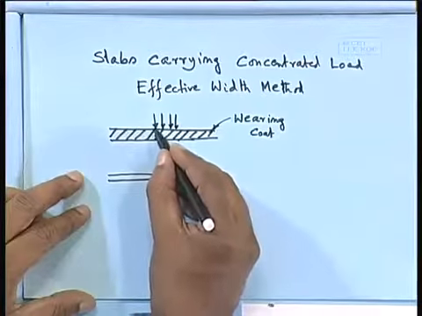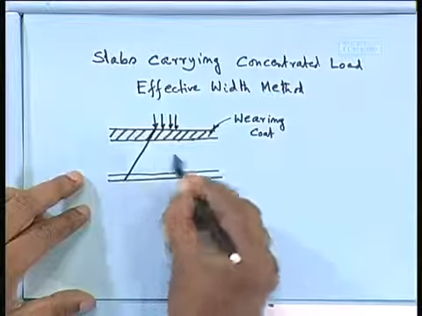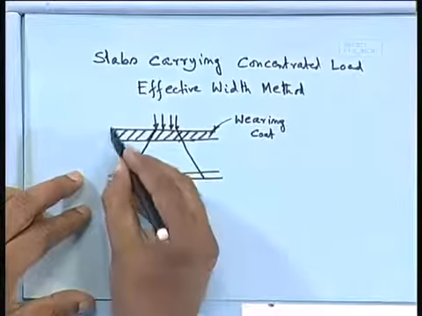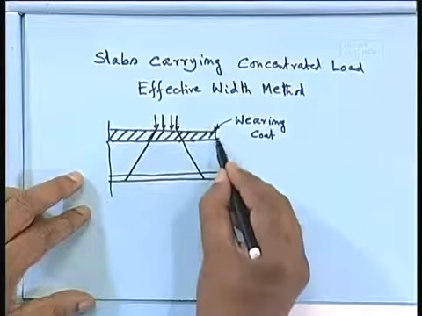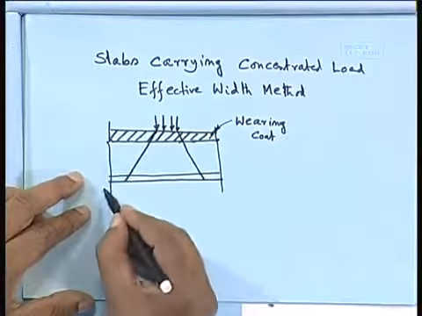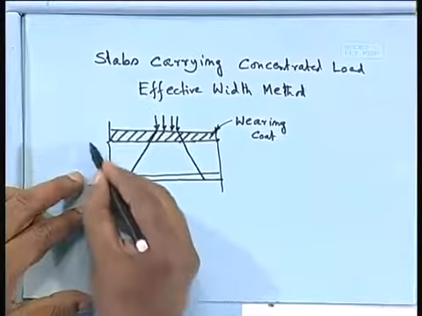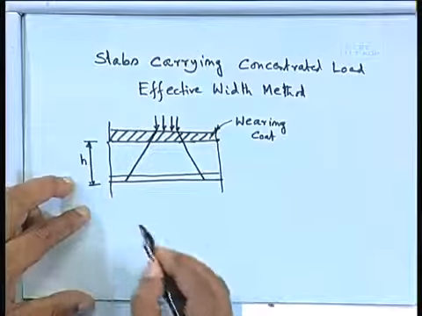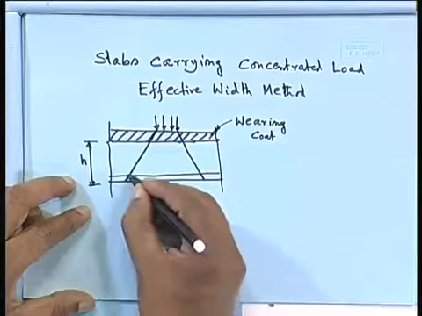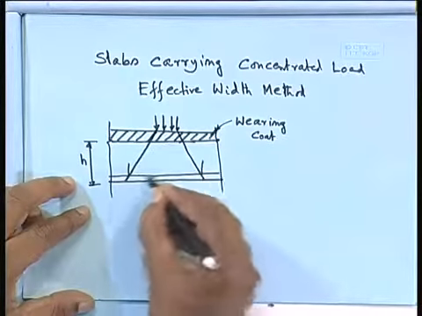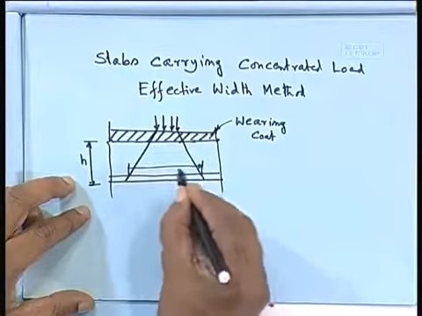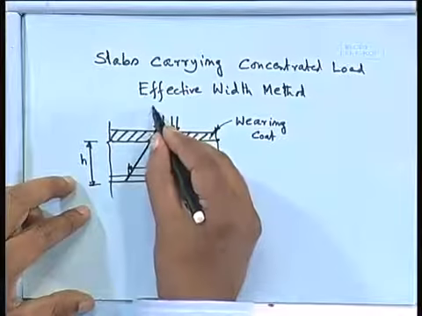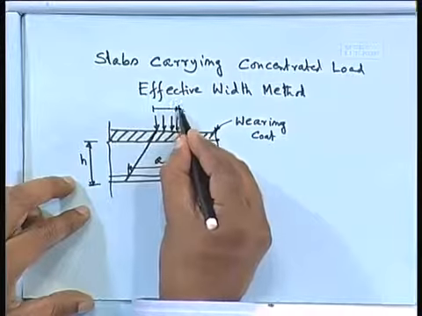We take 45-degree dispersion. Okay. If we take this as, say, H, we have to find out what should be this length A, and let us take this one as, say, x1.